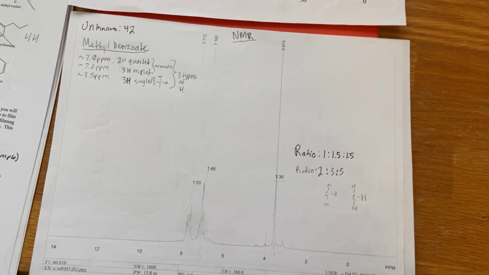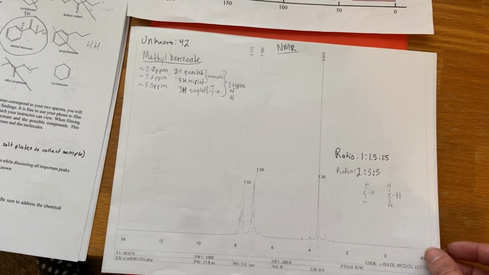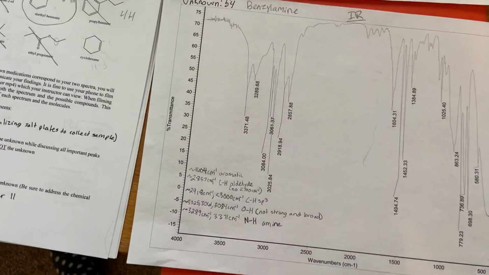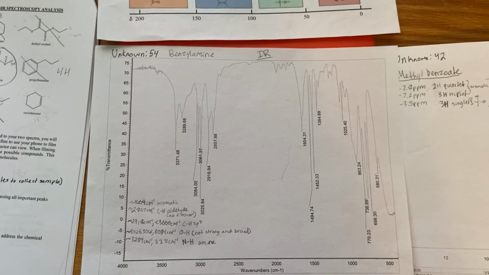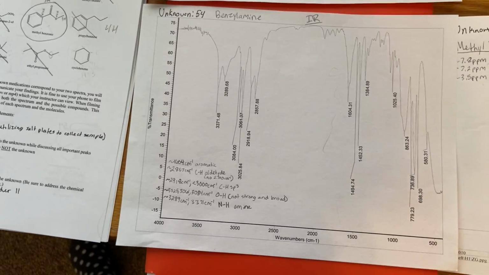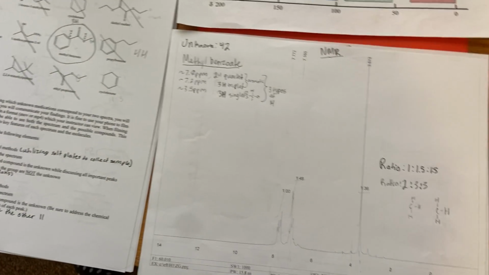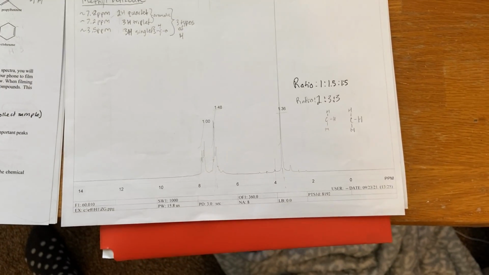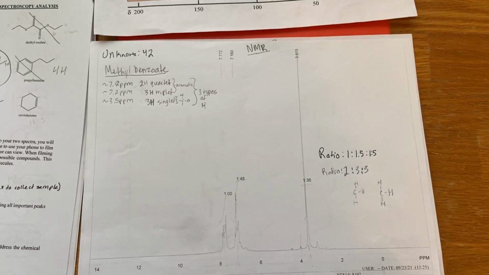And so once again, this is unknown number 42, and it corresponds to methyl benzoate. And for the IR spectrum, this was unknown 54, and it corresponds to benzylamine. And this is Madison Luthi analyzing the NMR spectrum and the IR spectrum for unknown molecules.